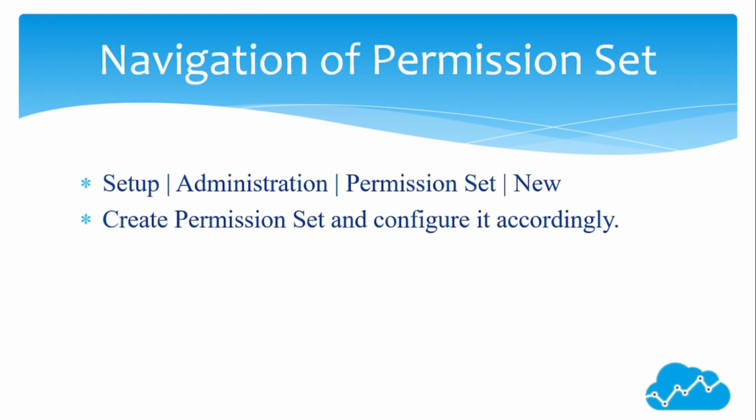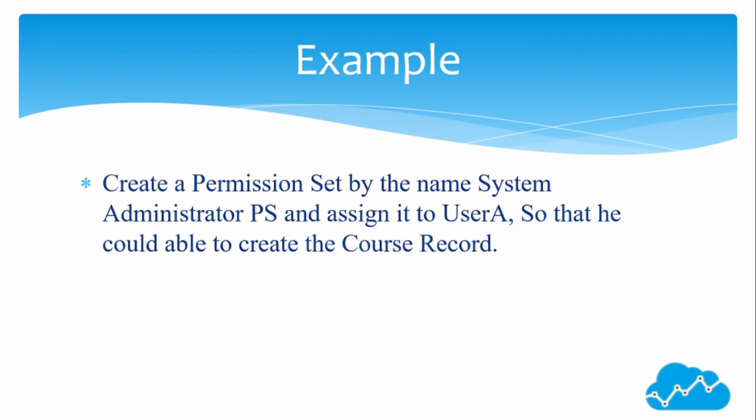Navigation of permission set: Setup, Administration, Permission Set, New. Create a permission set and configure it accordingly. Let's see an example. Create a permission set by the name System Administrator Permission Set and assign it to user A so that he could be able to create course record.